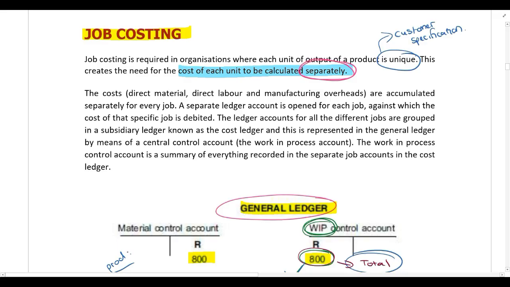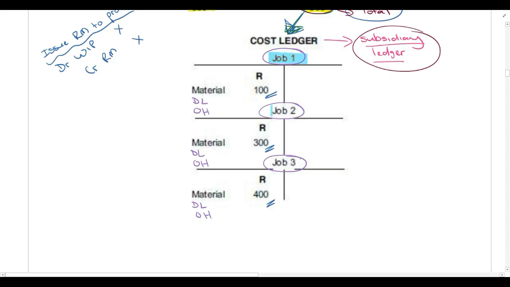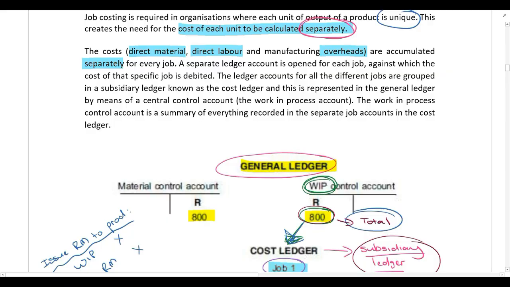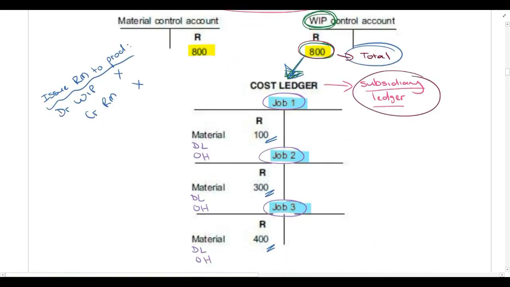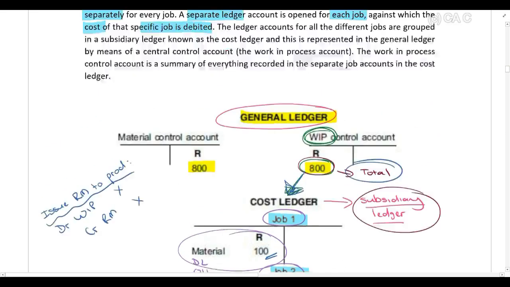All of our costs, our direct material costs, our direct labor, and our overhead costs are accumulated separately for each job. So we saw that below. Separately for each job, we accumulate those costs. We cost each job separately. We open a specific general ledger account for each job, against which the costs of that job are debited. So here we have a separate ledger account for each job, and we debit the ledger account with all of the costs for that job.